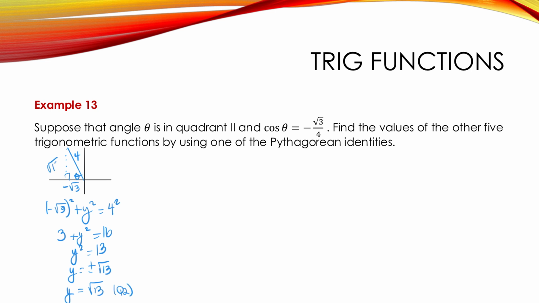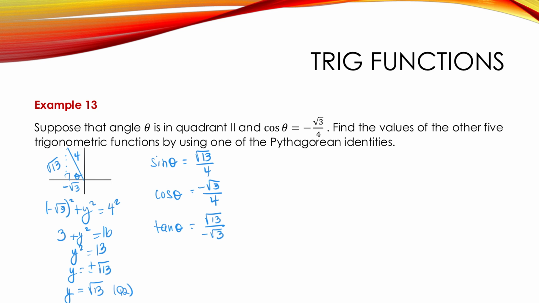So we'll have a root of 13. And now we'll say sine theta is root 13 over 4. Cosine of theta, which was given, is negative root 3 over 4. Tangent theta is opposite over adjacent, so root 13 over negative root 3.